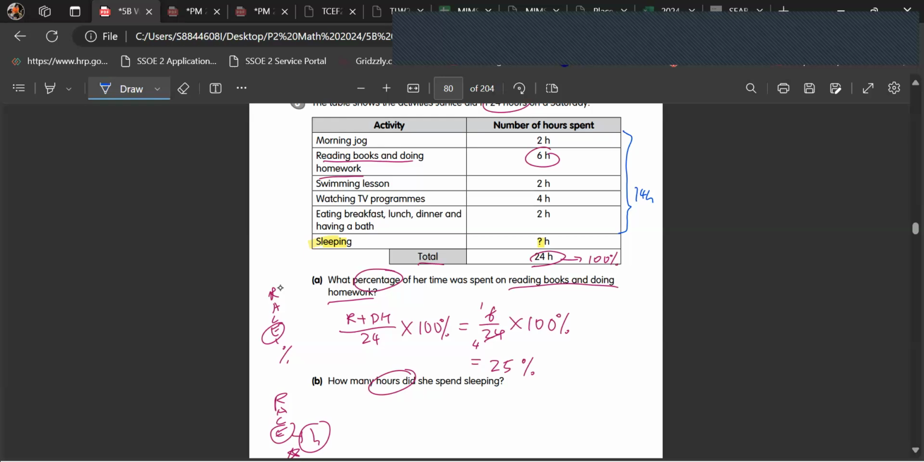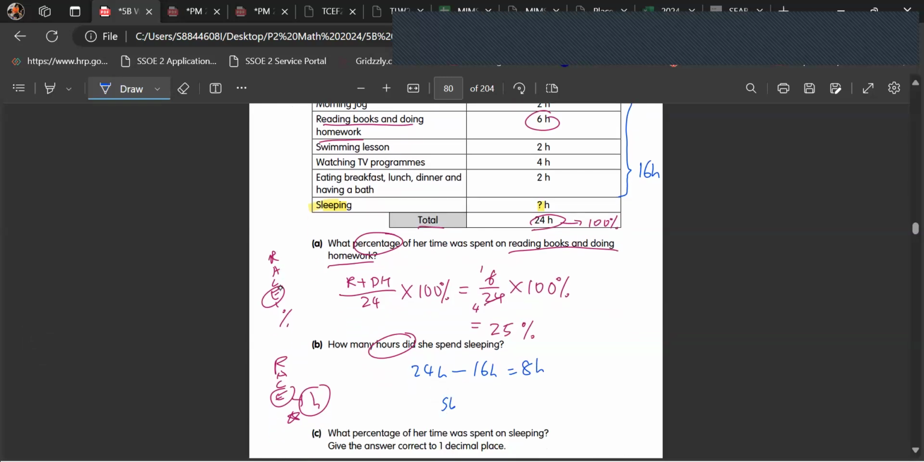8 plus 2, 10. 10 plus 4. I think I counted wrongly. 2 plus 6 is 8. 8 plus 2 is 10. 10 plus 4 is 14. 14 plus 2 is 16. Is it correct? Yeah. So 24 hours minus 16 hours will be 8 hours. She slept, she spent 8 hours sleeping.